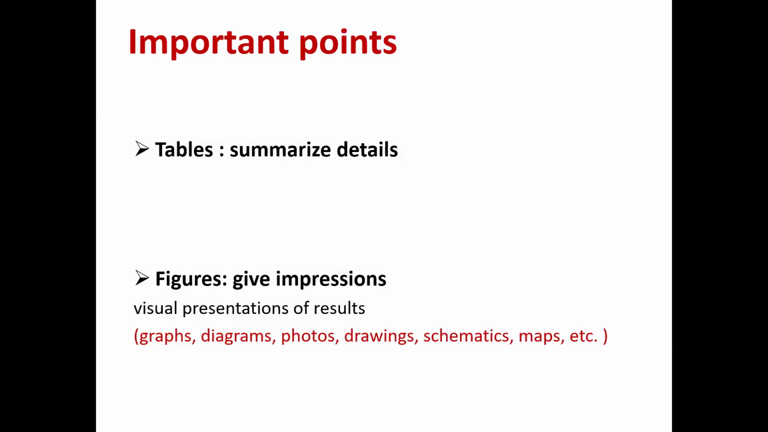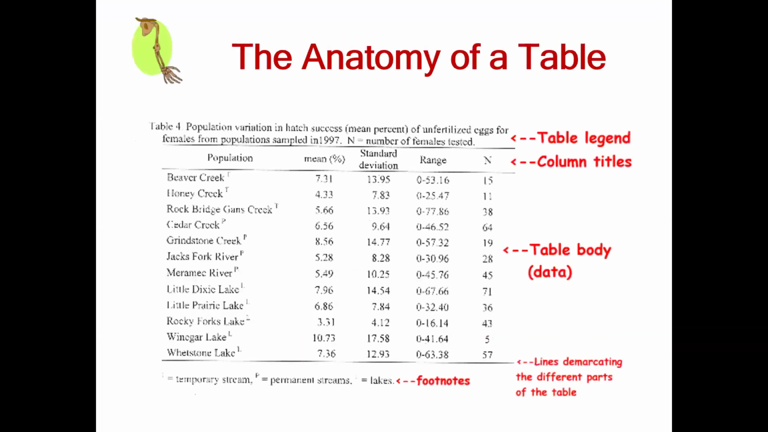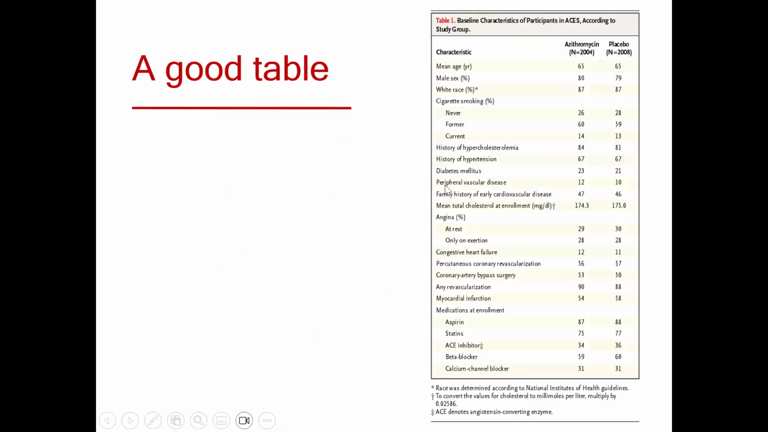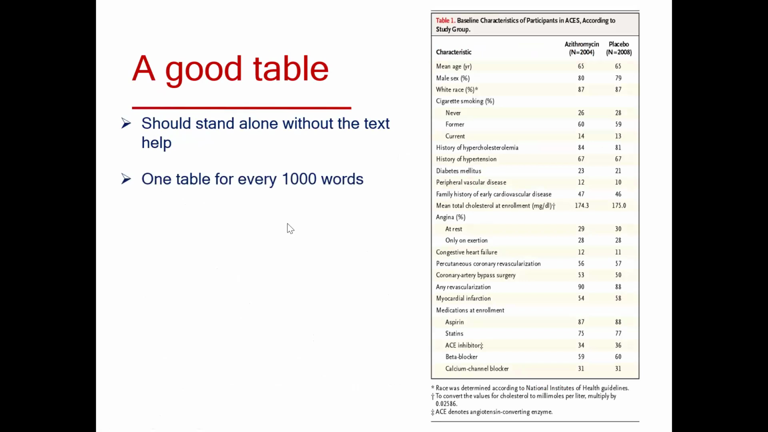So now we will highlight some of the data about the graphs and tables. This is called the anatomy of the table. The table should contain a body in the middle, and then the table title should be on the top of the page. And this is an example of a good table, actually. A good table should stand alone without explaining the table with text.